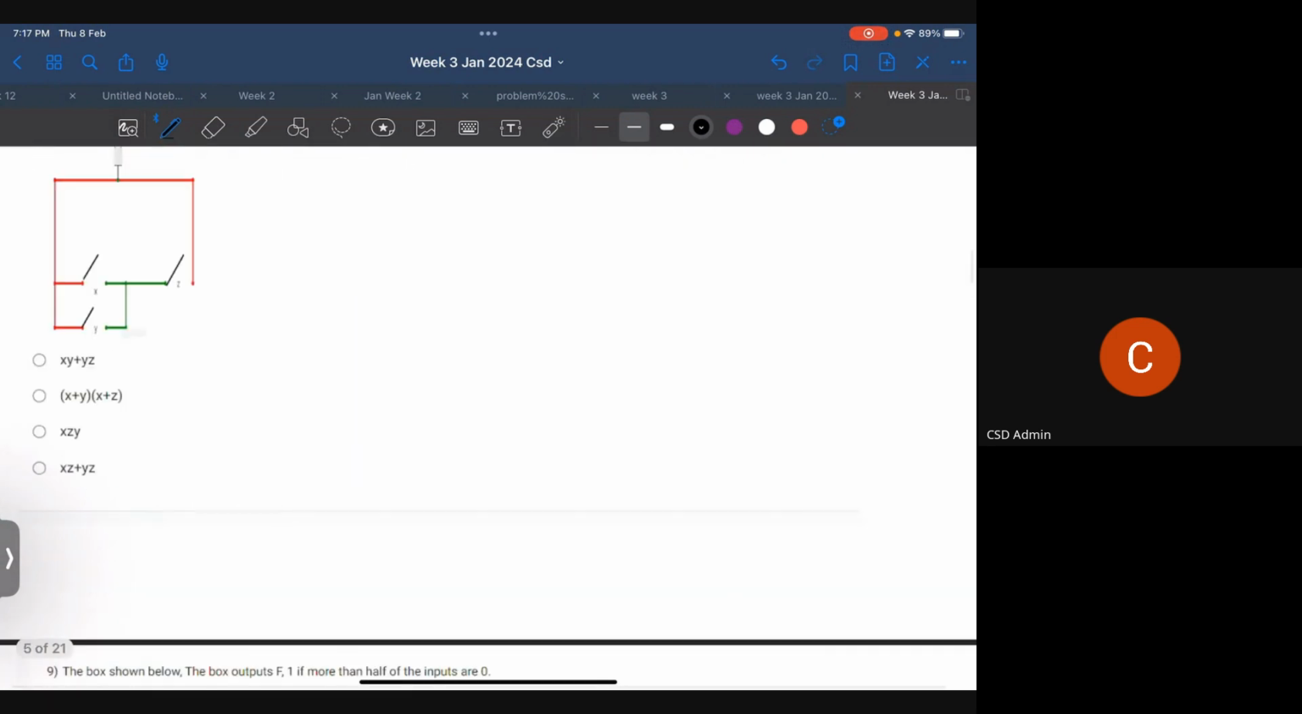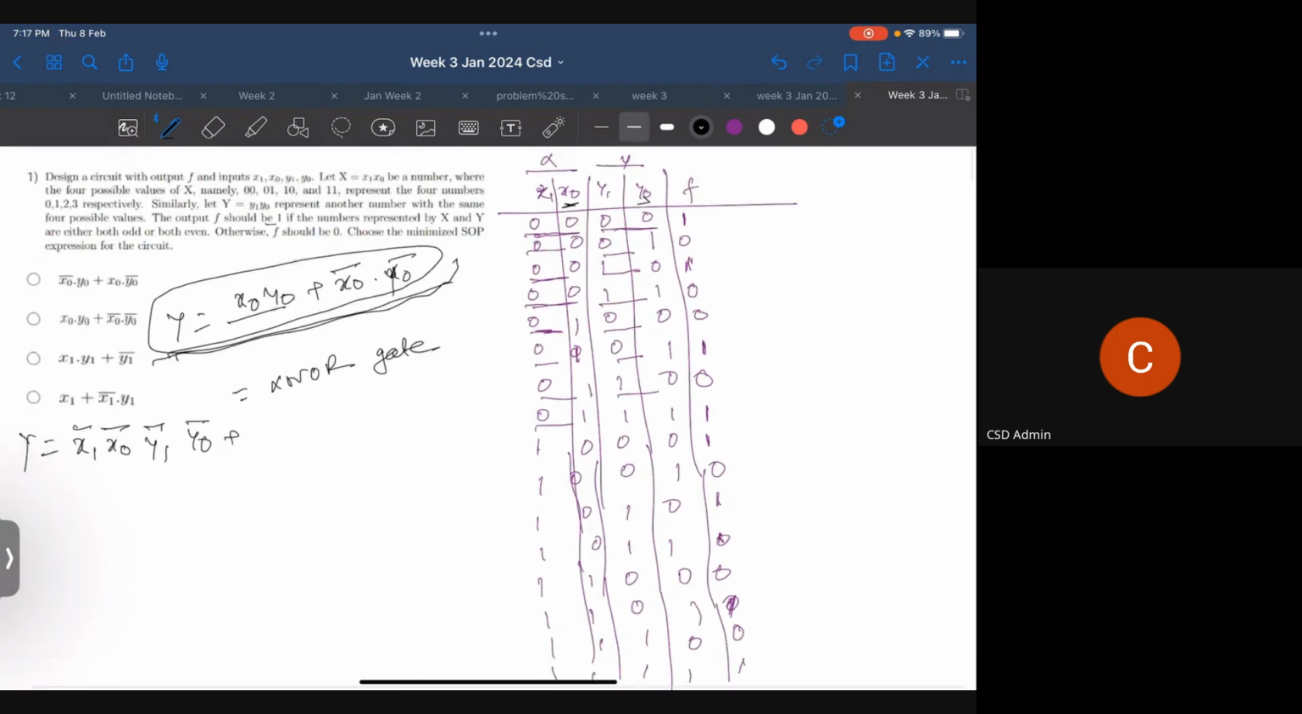Now is question 1 clear for everyone? Yes, sir. Now the second question. I understood this table, but what is the minimum SOP? How to find that? We have to minimize whatever you got now. You have to minimize all the things.